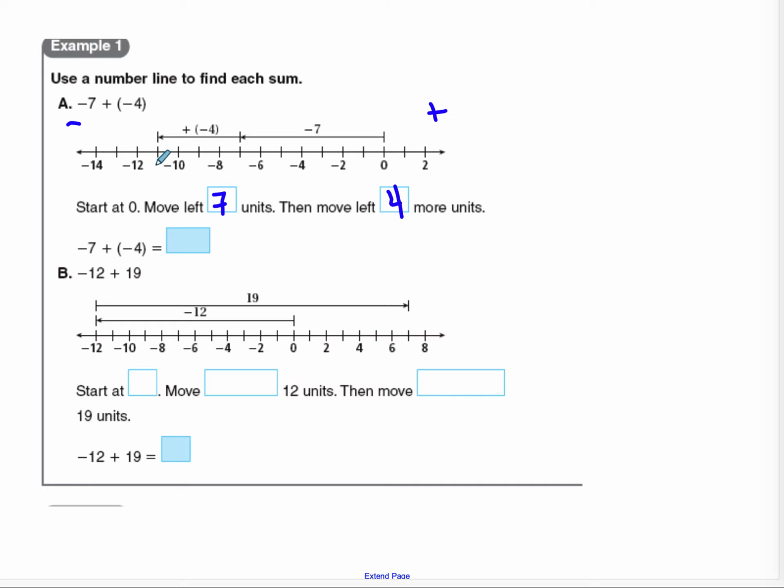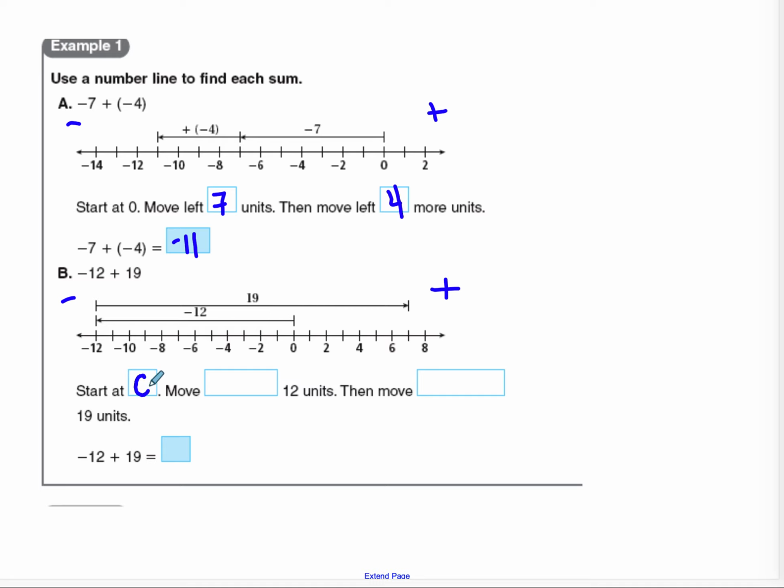So when we ended up right here at negative 11. All right, our next problem here has different signs. Negative 12 plus 19. Our negatives, remember, are on the left, our positives are over here on the right. Different signs, we're finding the difference, but you can see that with the number line because they're going to go different directions. So the first one, negative 12, we're starting at 0.